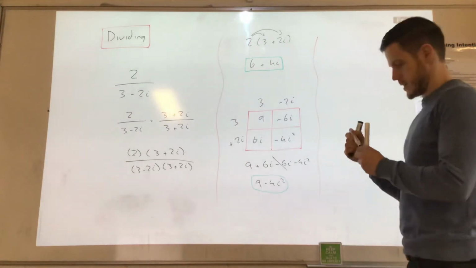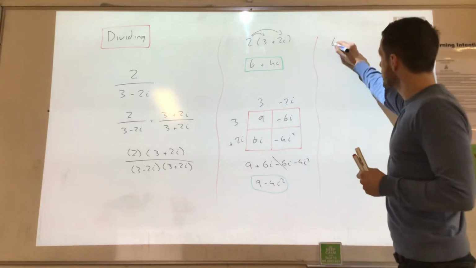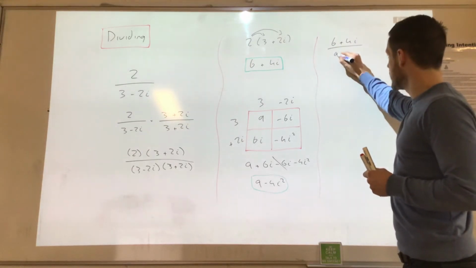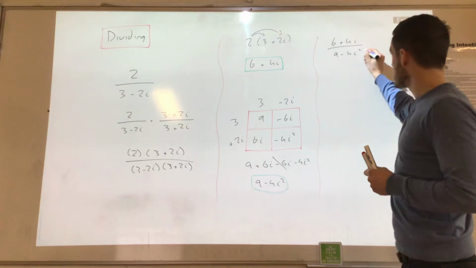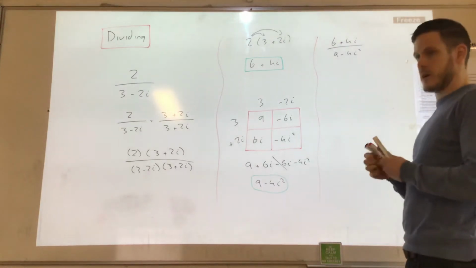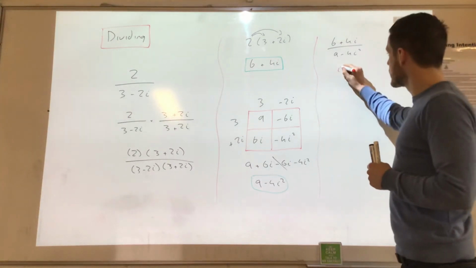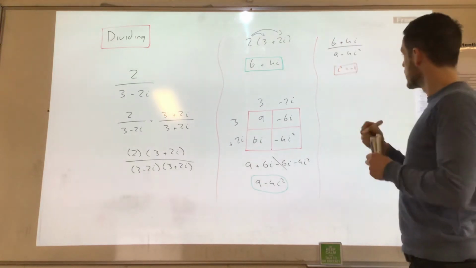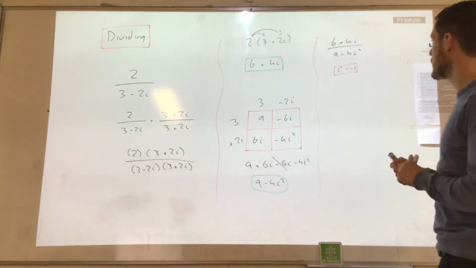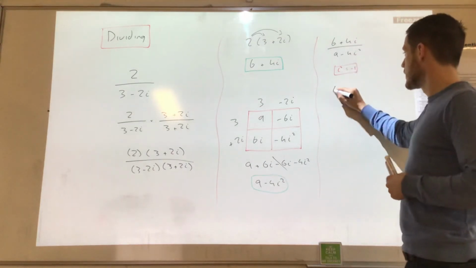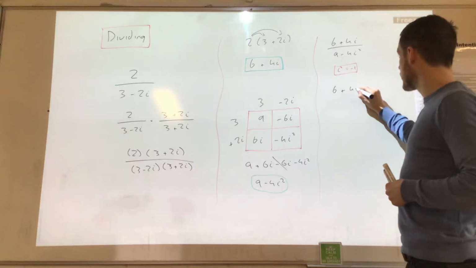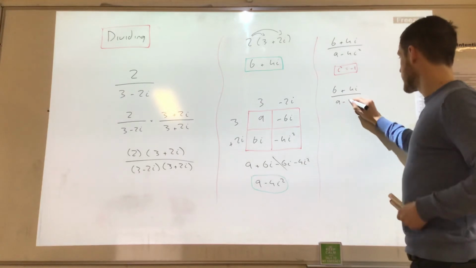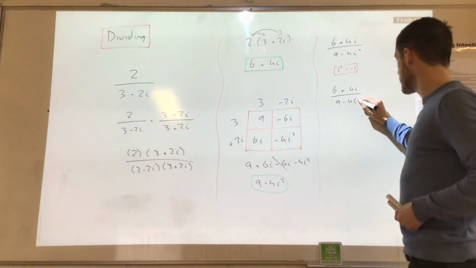Then, finally, I put the top over the bottom. I go 6 plus 4i all over 9 minus 4i squared. But I know that i squared is equal to minus 1. And anywhere I have an i squared, I can swap it for minus 1, which is just here in this case. So I'm going to be left with 6 plus 4i all over 9 minus 4 times minus 1.